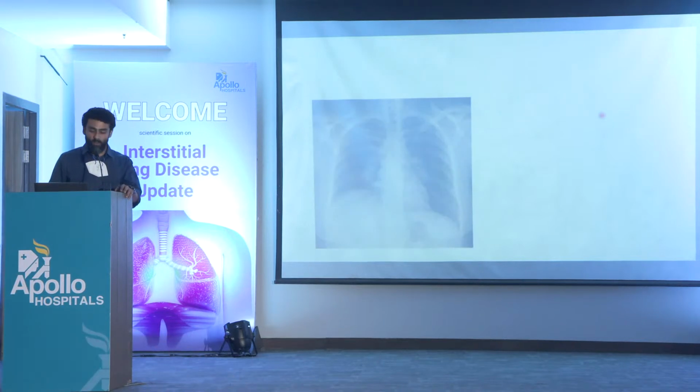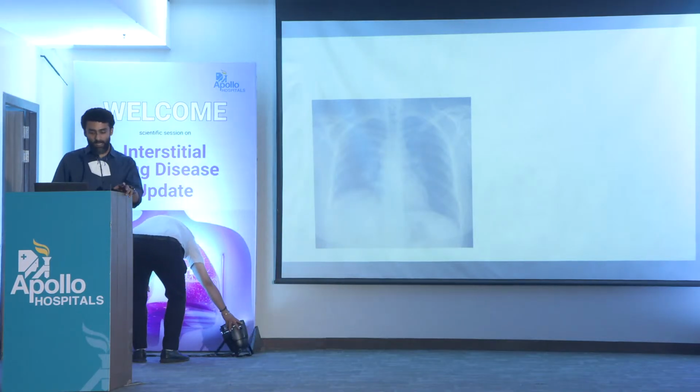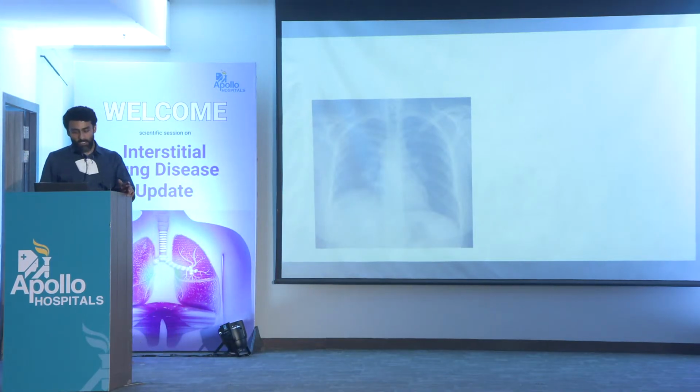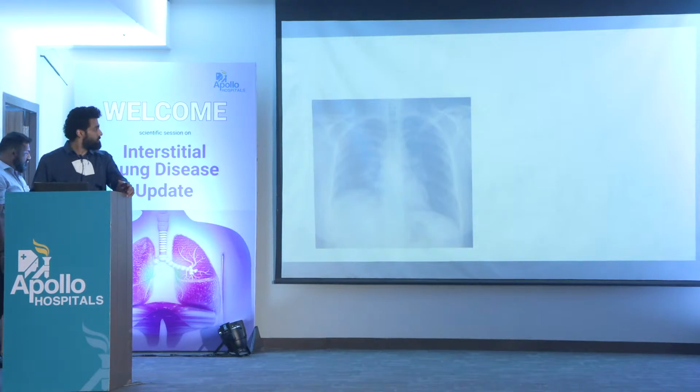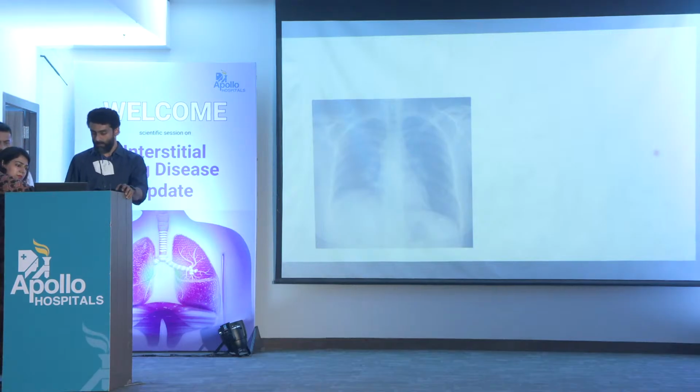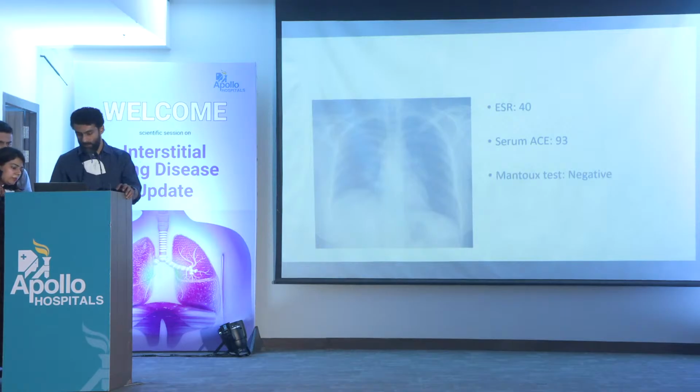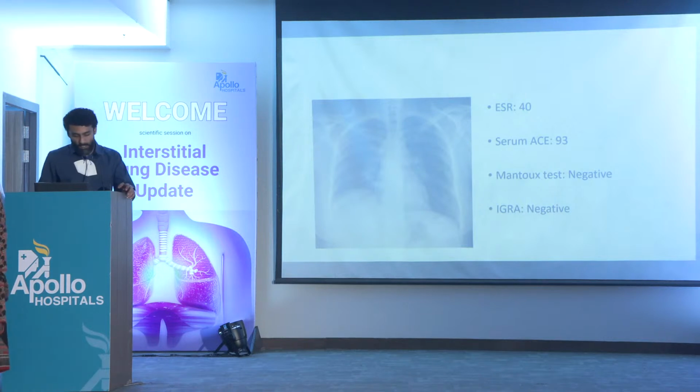This was her X-ray to begin with. If you can notice, the parenchyma is relatively normal, so no ILD here. However, there are bulky bilateral hilar lymph nodes. Subsequent investigations revealed an ESR of 40, a serum ACE level of 93, the Mantoux test was negative, and IGRA was negative.